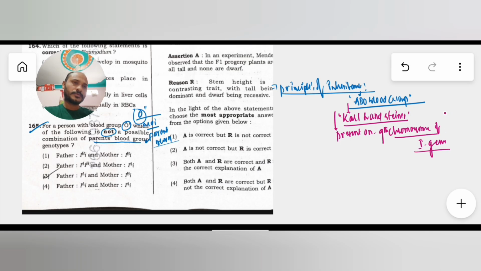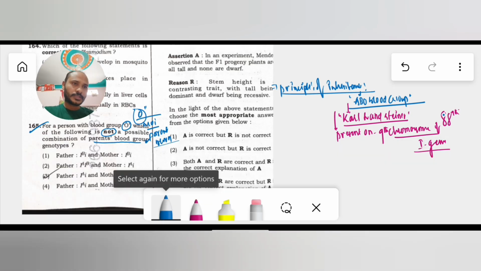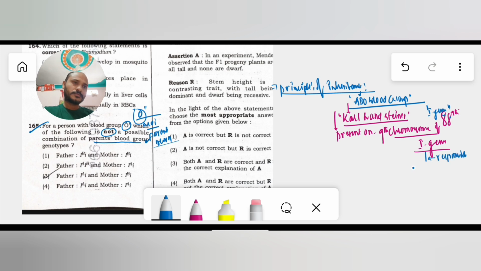For example, think of a ninth chromosome pair. Here we see the I gene. This I gene is responsible for blood grouping, that is, ABO blood grouping. This I gene is present on the ninth chromosome. Remember, important note.